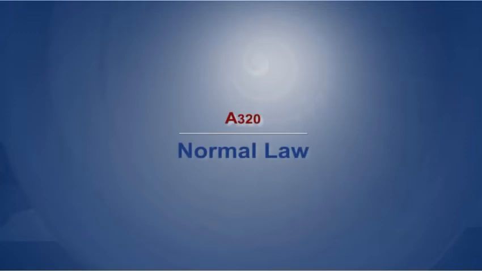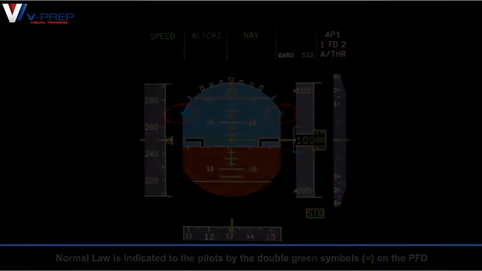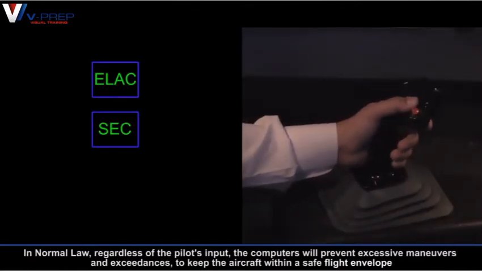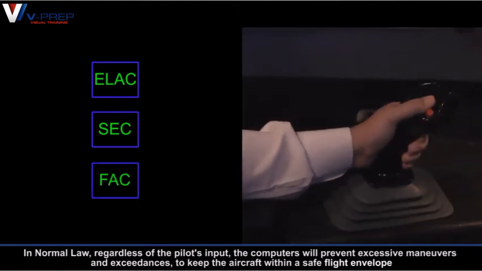A320 Normal Law. Normal law is indicated to the pilots by the double green symbols on the PFD. In normal law, regardless of the pilot's input, the computers will prevent excessive maneuvers and exceedances to keep the aircraft within a safe flight envelope.